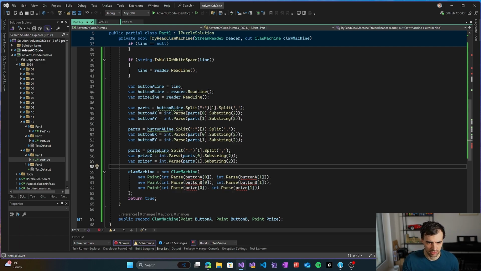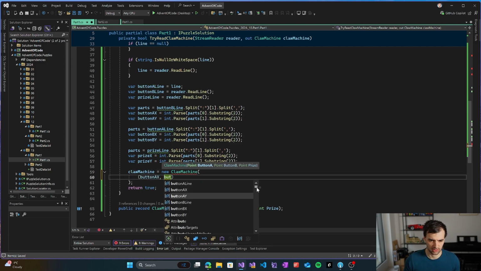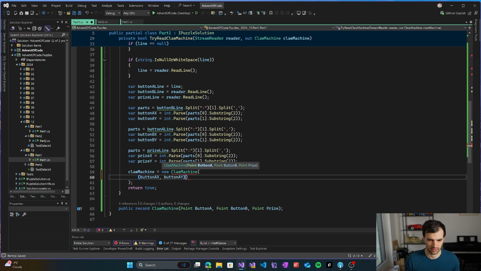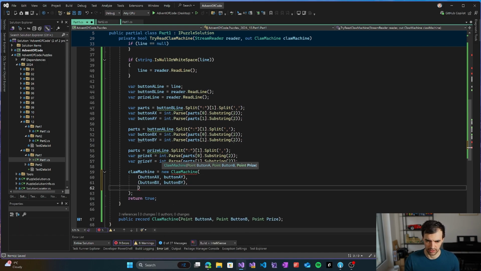So now we can use them here. It's going to be button AX, button AY, button BX, button BY, and finally price X, price Y.